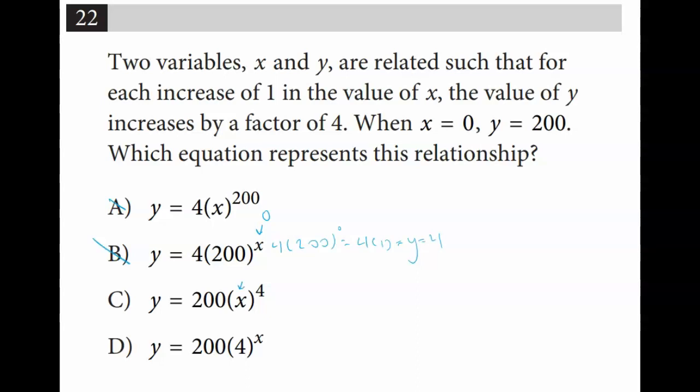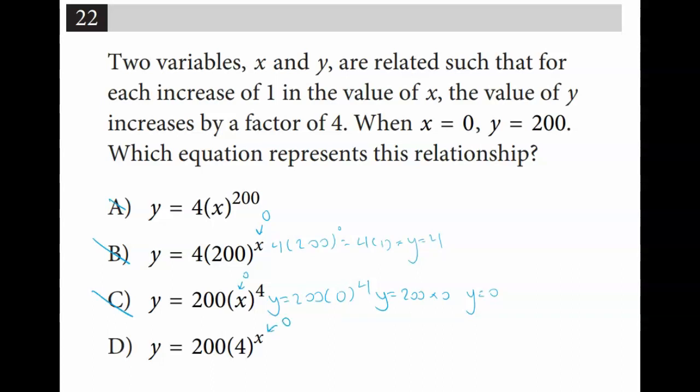If I plug in 0 here, I get y equals 200 times 0 to the power of 4, which is 0. So I get y equals 200 times 0, which means y would equal 0 when x is 0. So C is wrong. But let's plug it in for D to check.